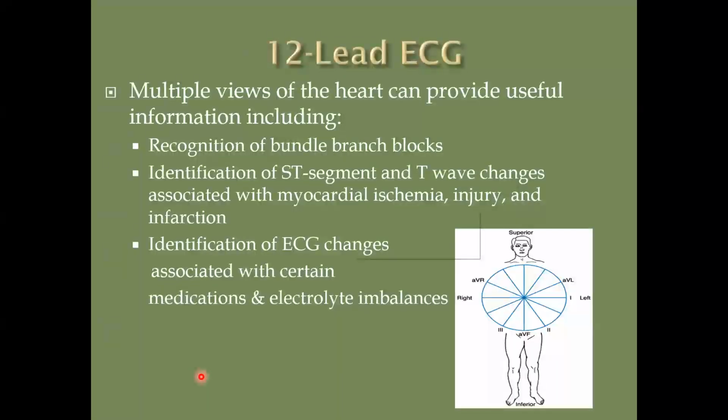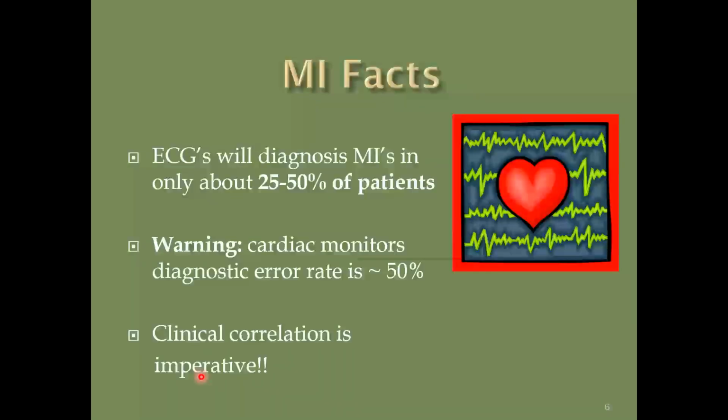So when you look at the ECG, what it gives you is multiple views of the heart. And it also gives us lots of different information. We can tell, is there a bundle branch block? We can look at the ST segments and T waves to determine, do they have ischemia, injury, or infarction? And we can also diagnose other abnormalities from this, maybe digitoxicity or hyperkalemia. Those are some of the things that can change your patient's ECG. And we'll talk about a few of those today, and I'll show you some ECGs.